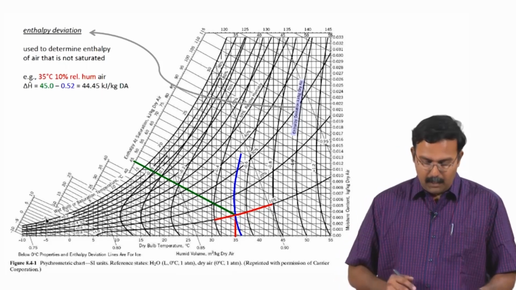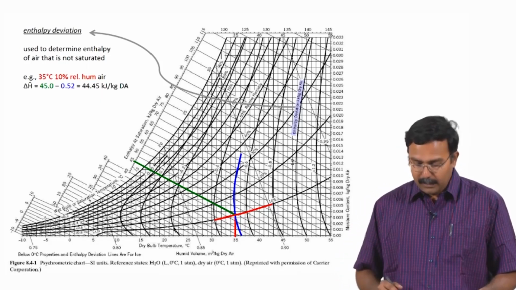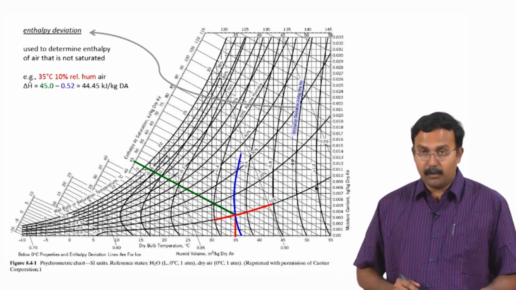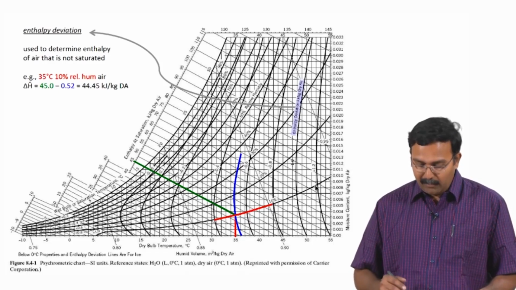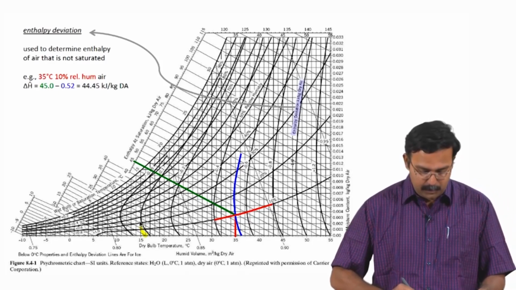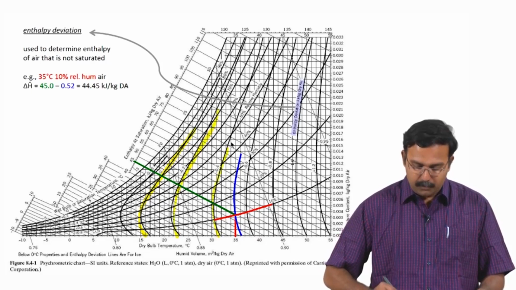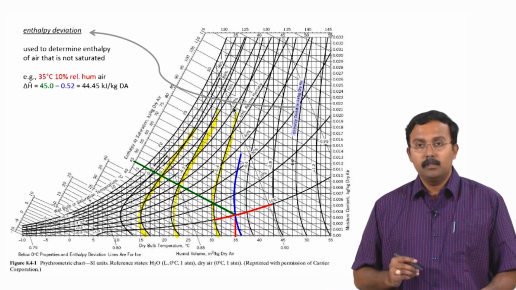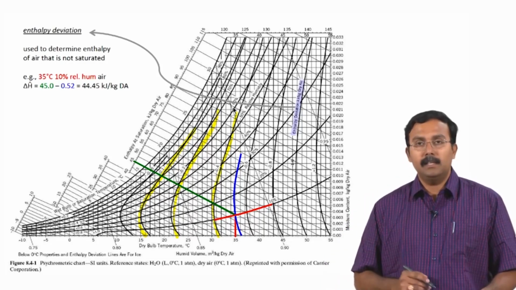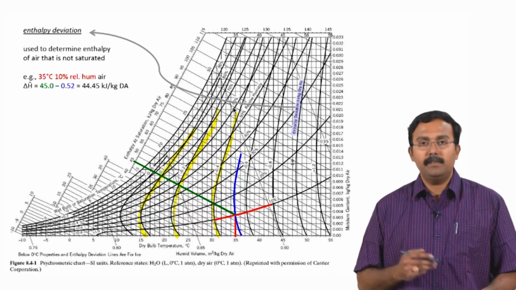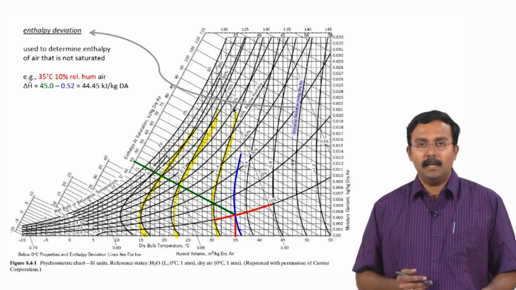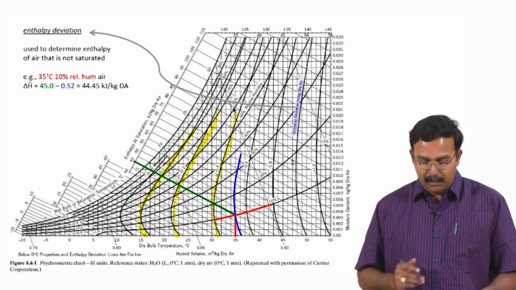So, now other than the straight lines which we had looked at and the curves for relative humidity that we have looked at, we also have other curves which are shown here. So, these are the curves that we have, you see the curves here. So, those curves are called the curves for enthalpy deviation. So, we can actually calculate enthalpy changes, specific enthalpy for non-saturated air using these enthalpy deviations.